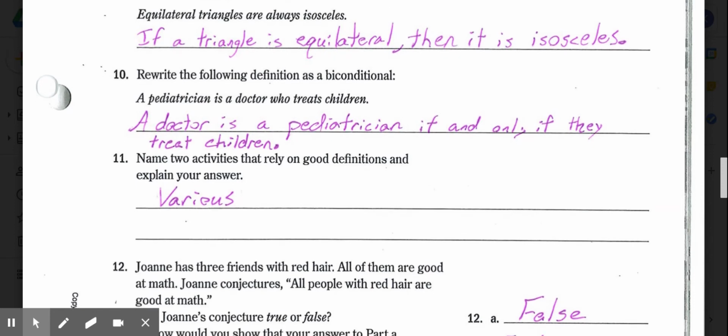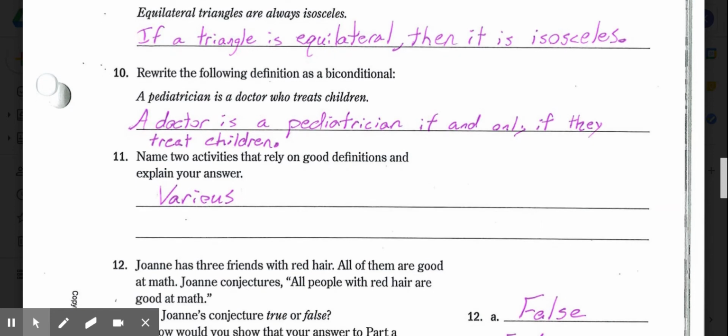In 10, rewrite the following definition as a biconditional. So I need the if and only if. And the statement reads, a pediatrician is a doctor who treats children. So we could say a doctor is a pediatrician if and only if they treat children.